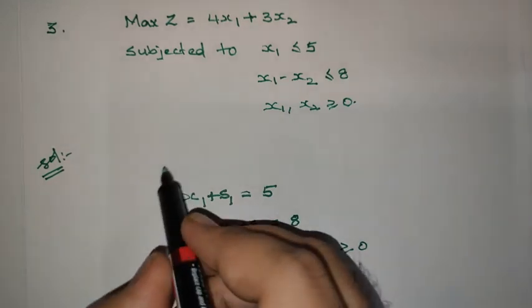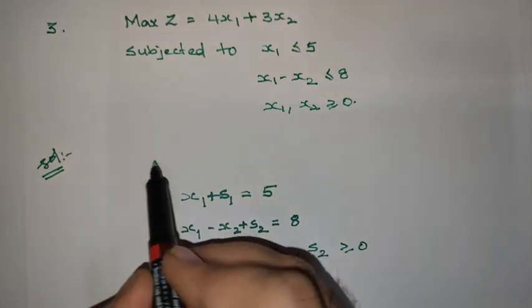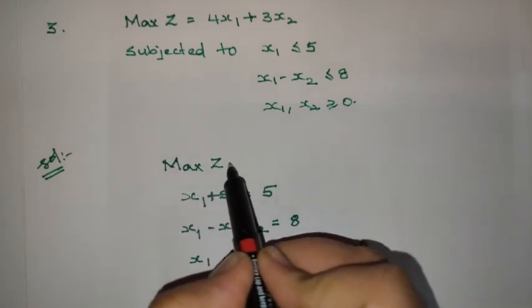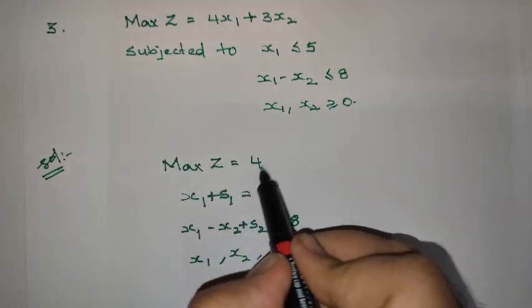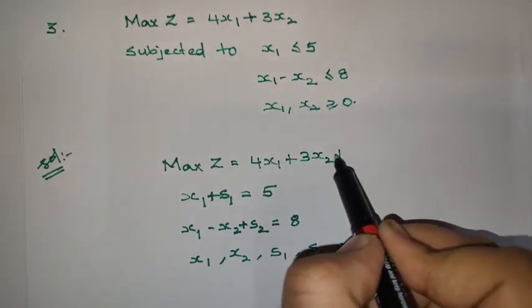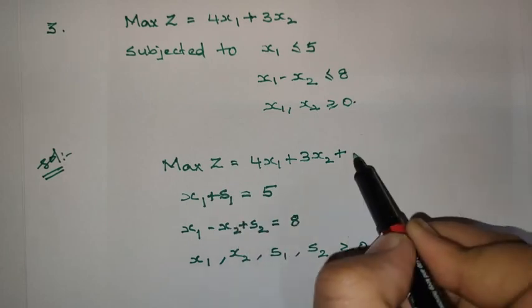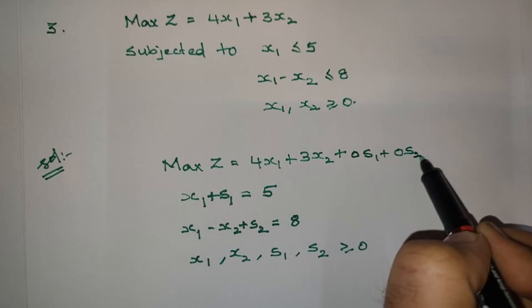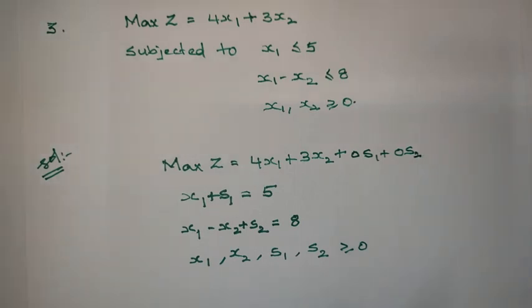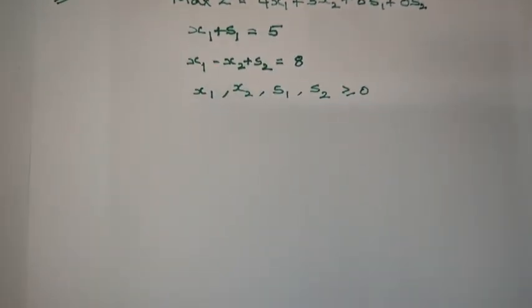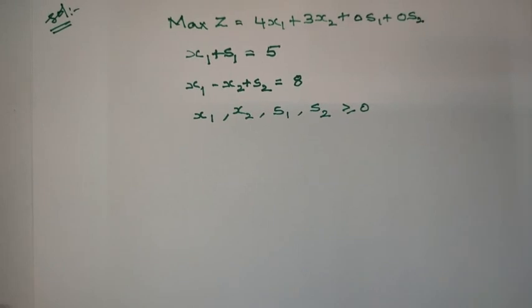Now I am moving to the objective function. Maximize z equals 4x1 plus 3x2, and since two slack variables were added, plus 0 s1 plus 0 s2. So now I modified the linear programming model into the simplex form. Now let us form the simplex table.